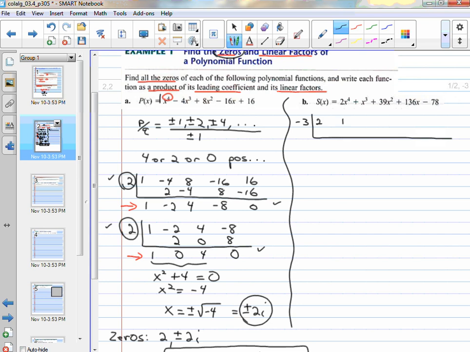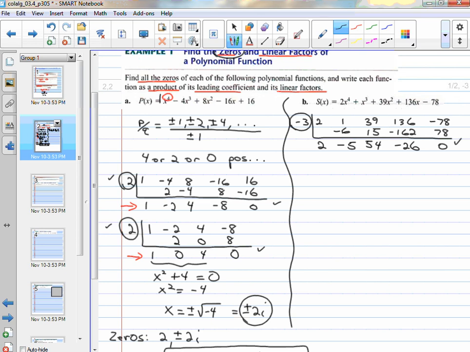I have a 2, a 1, a 39, a 136, a negative 78. So bring down the 2, that's negative 6, that's negative 5, that's positive 15. What is that, Nick? 54. Negative 3 times 54, negative 162. Oh my. Negative 26? Negative 3 times this is a positive 78. It worked. Negative 3 was a 0.